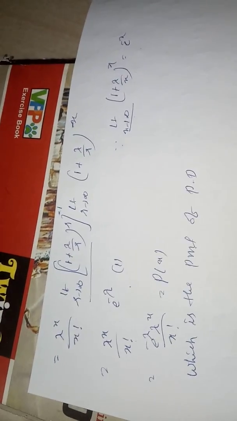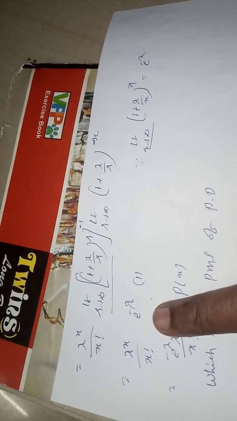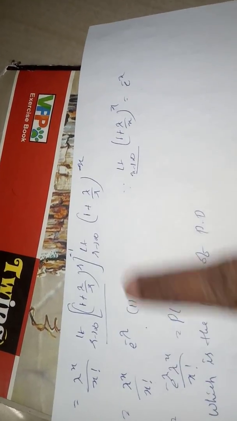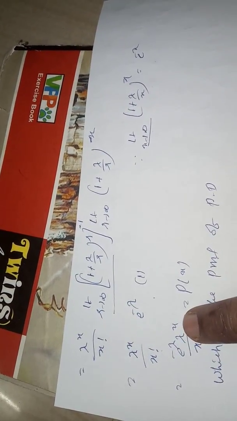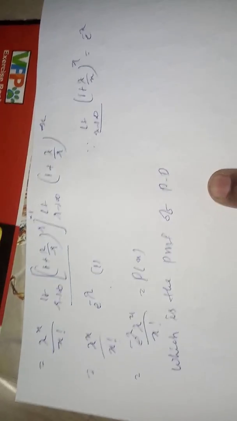So you are getting e power, in the place of x you are having lambda, that's why you are getting e power minus lambda. This value becomes 1. So finally you are getting e power minus lambda into lambda power x by x factorial, which is the probability mass function of the Poisson distribution.